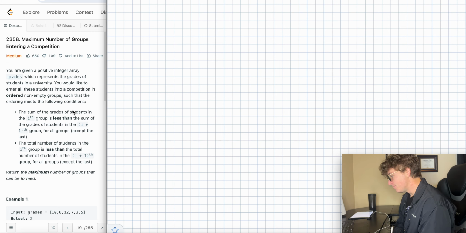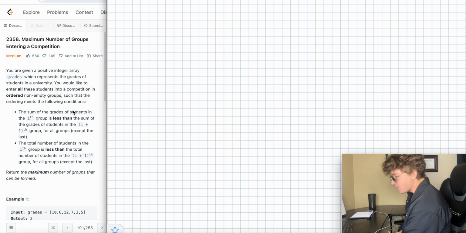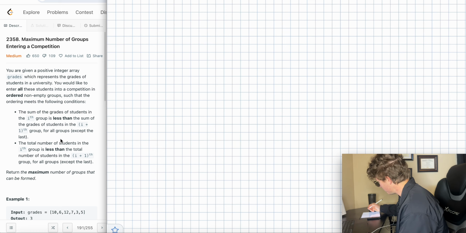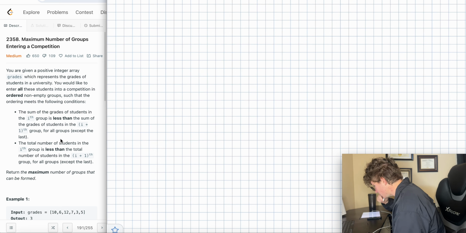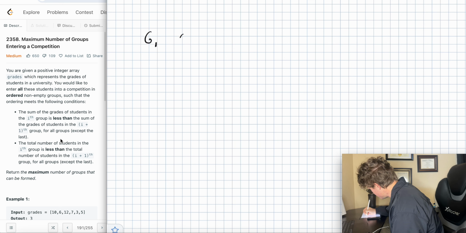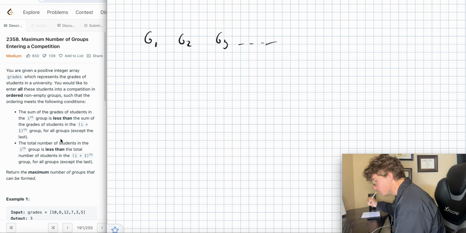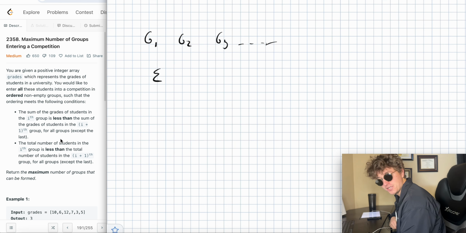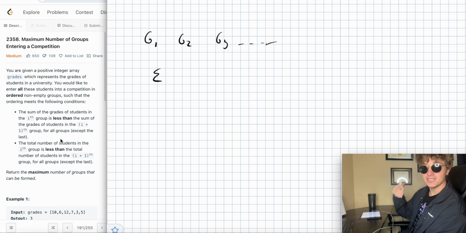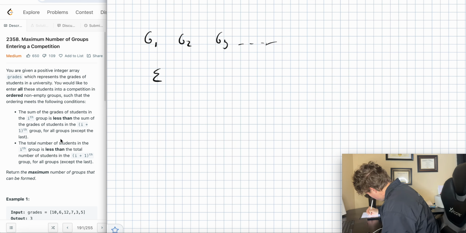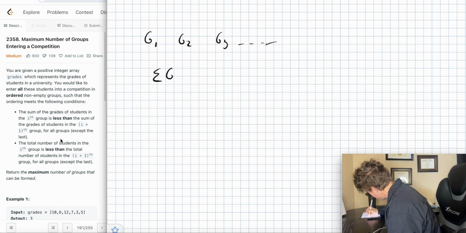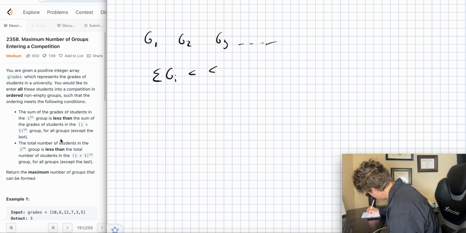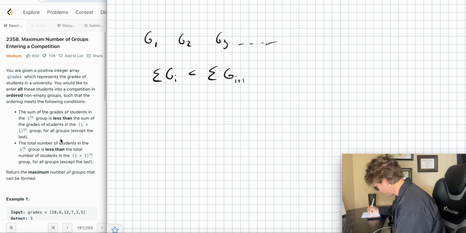The sum of the grades of students in the ith group needs to be less than the sum of the grades of the students in the ith plus 1 group. So I'm going to create groups like G1 and G2 and G3 and so forth. I'm going to use some mathematical notation here just to prove to you that all these degrees on the wall aren't completely useless. The sum of G of I has to be less than the sum of G of I plus 1.